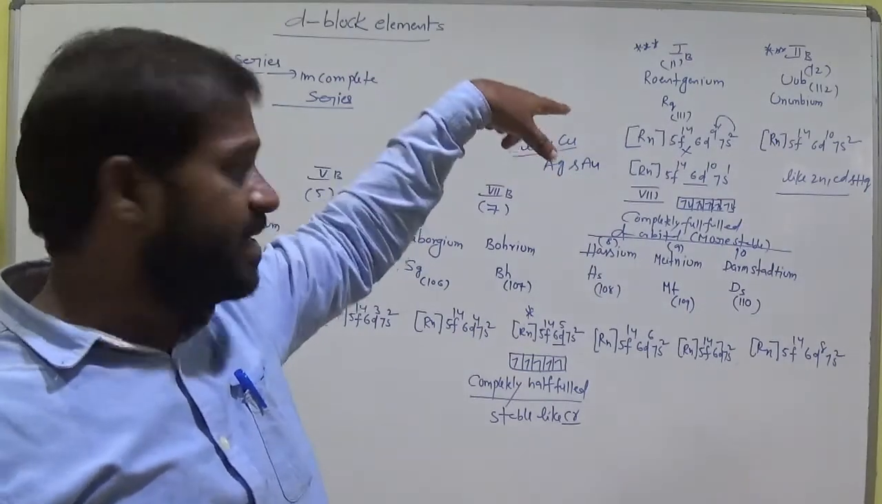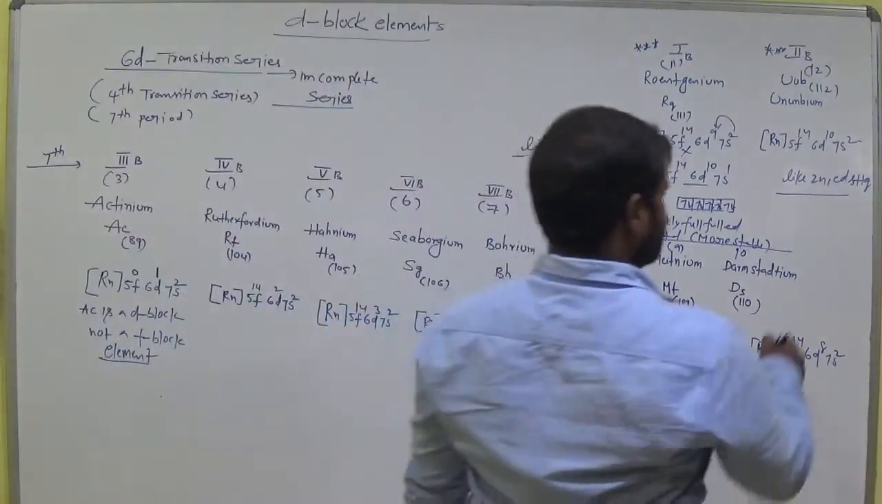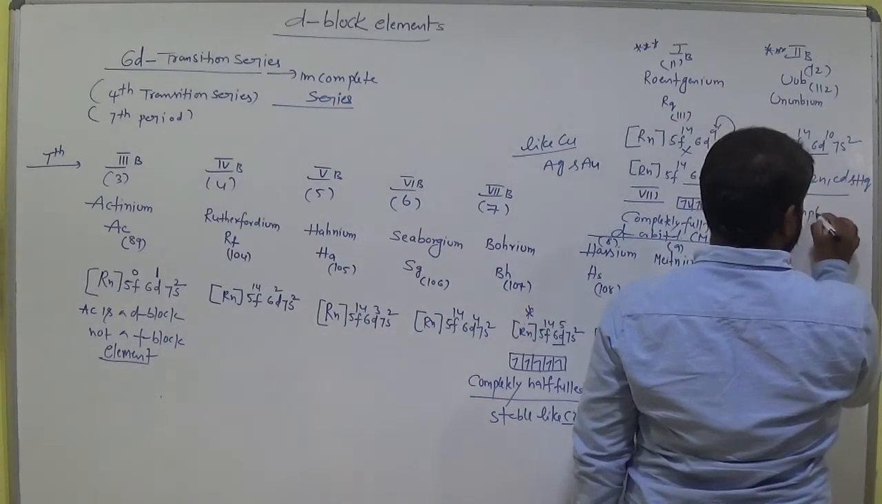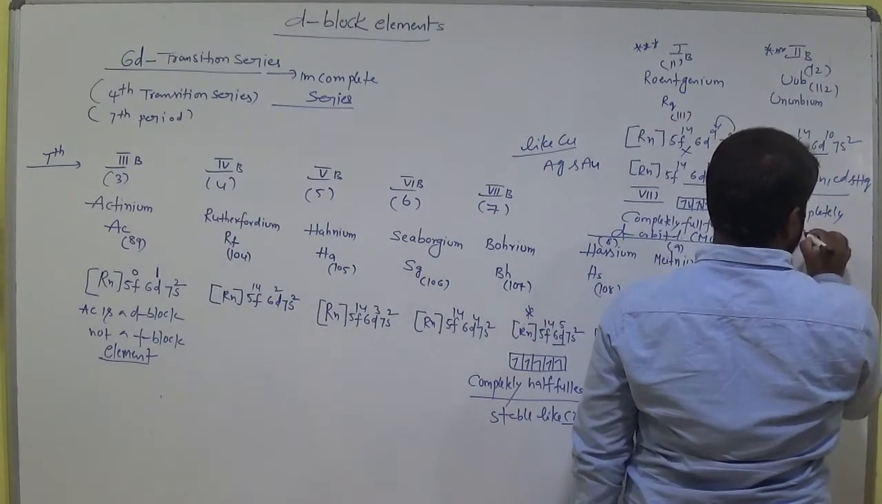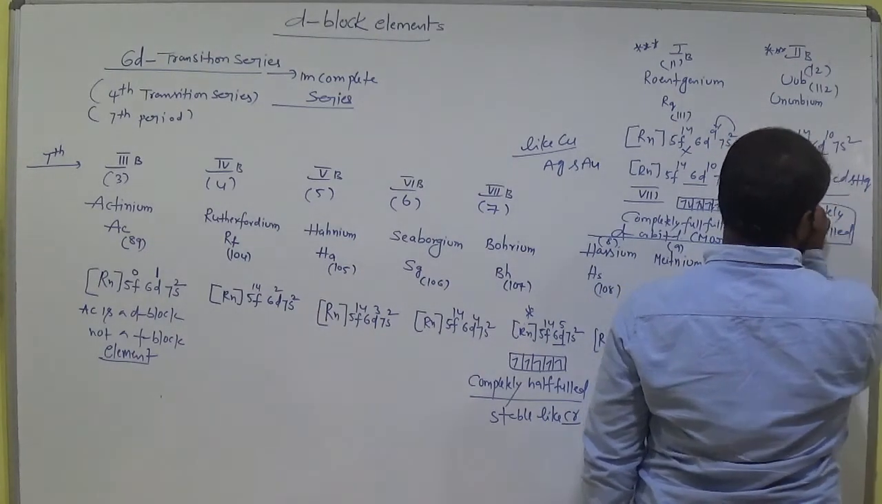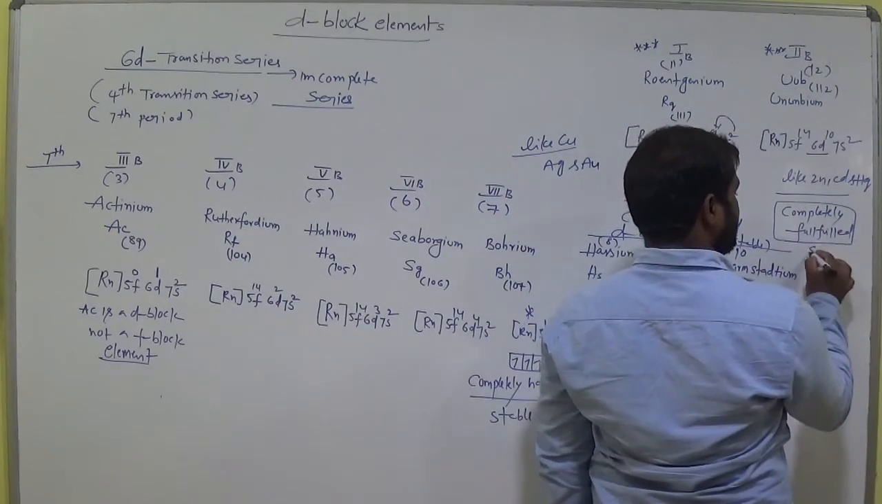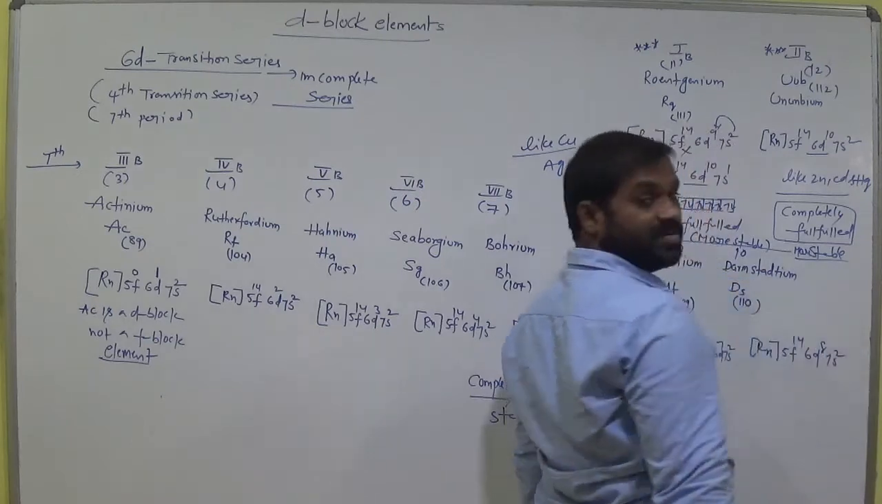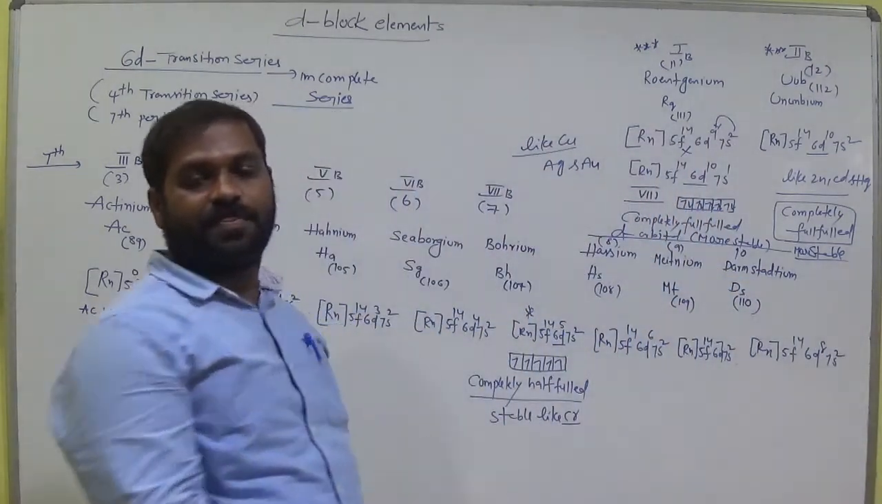Up to second B, the d orbital is completely fulfilled, am I right? In the d completely fulfilled. That means more stable. Remember this. Okay? Clear, students, up to everyone?